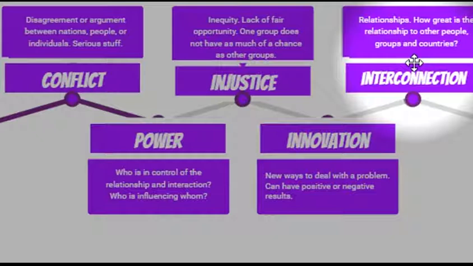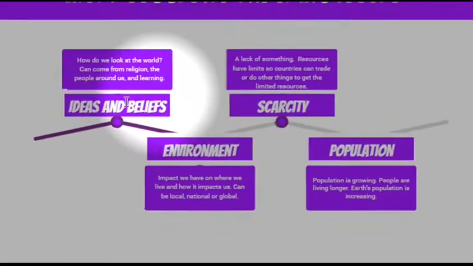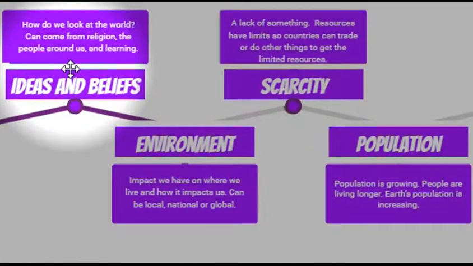That's just an idea. Notice I didn't give you examples for other things, just for innovation. Sometimes people need a jump start. Interconnection, it's relationships. How great is the relationship to other people, groups, and countries? Meaning, how do people work with each other? How do they get along with each other? And I have a few more big ones, ideas and beliefs. How can we look at the world? How do we look at the world?